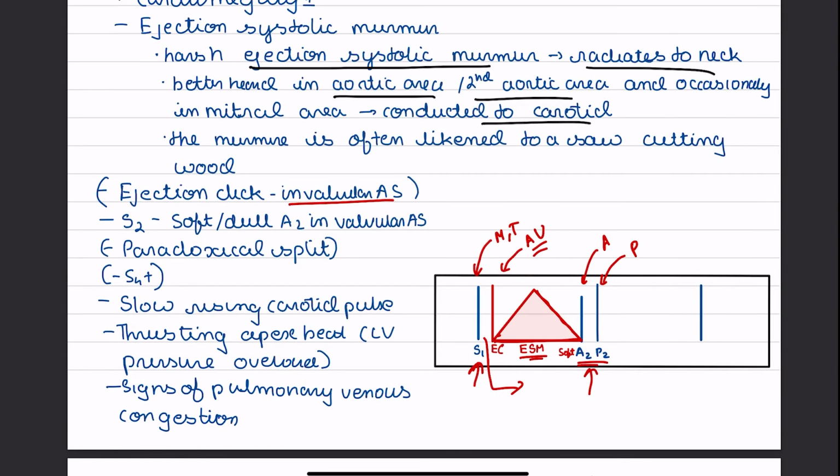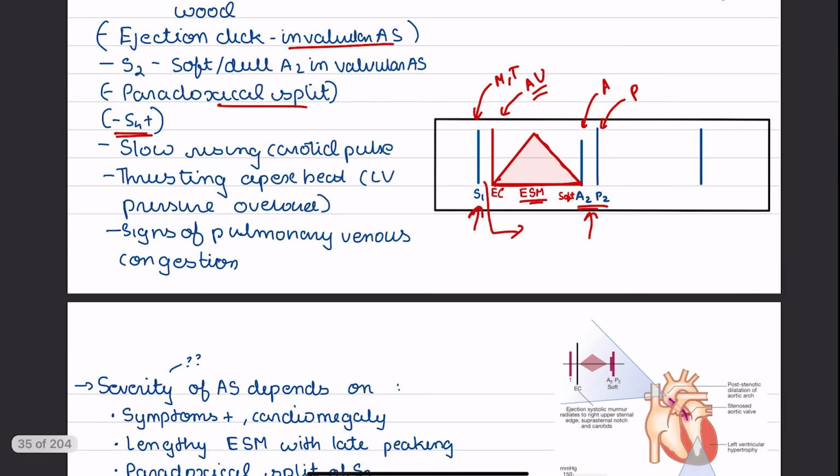Okay, then S2 is soft, as in valvular aortic stenosis. In some cases there may be a paradoxical split, that is A2 may occur after P2, and there may also be an S4 in some cases. The other findings are slow rising carotid pulse, thrusting apex beat, and signs of pulmonary venous congestion.